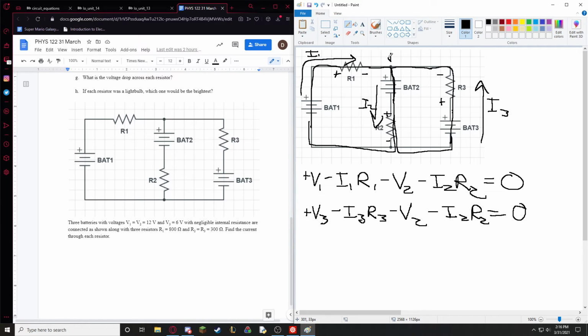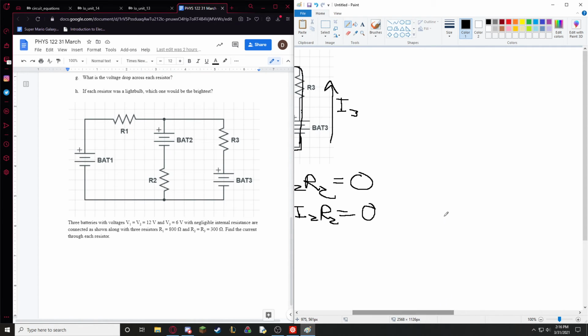So let's choose this node right up here. We have I1 going in. We also have I3 going in. And then we have I2 going out. And here we have literally everything we need to solve this problem. We know our voltages, we know our resistances. Those are numbers.